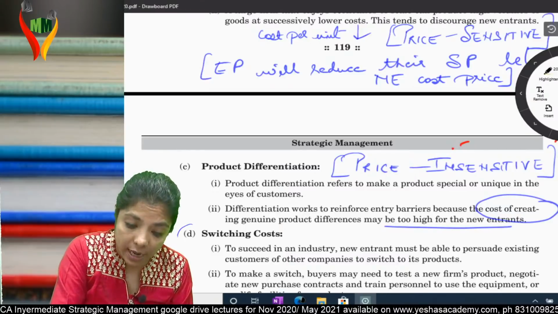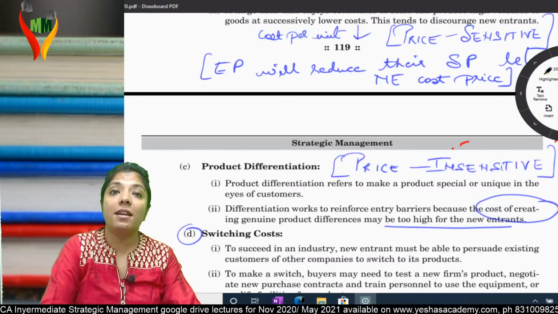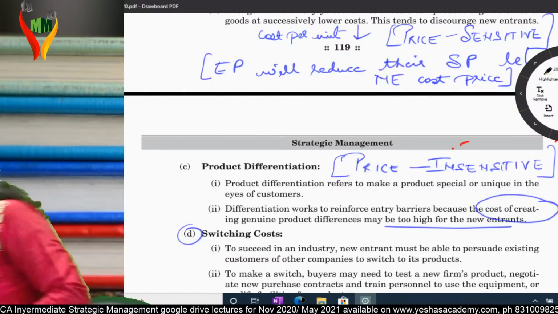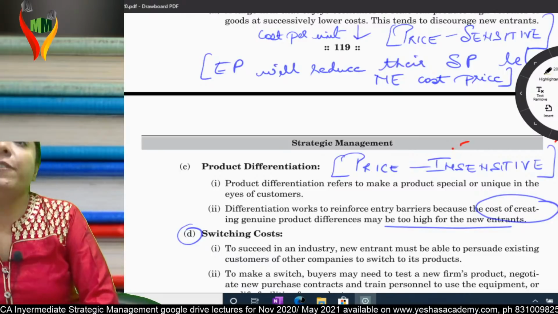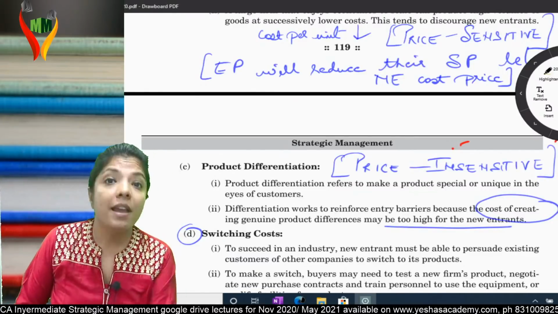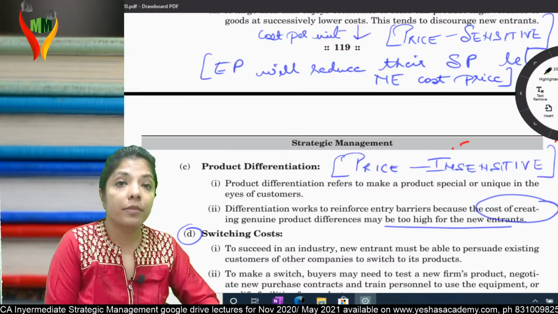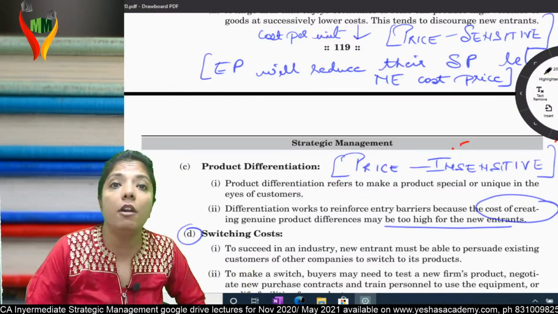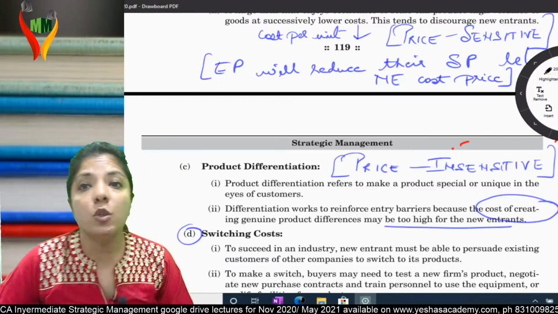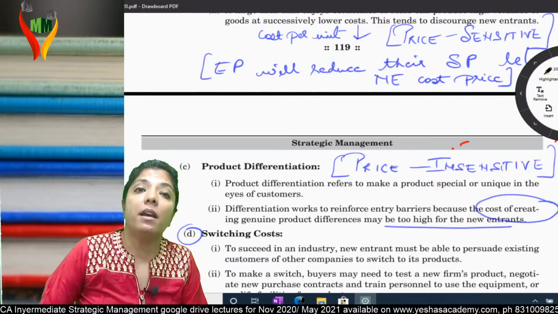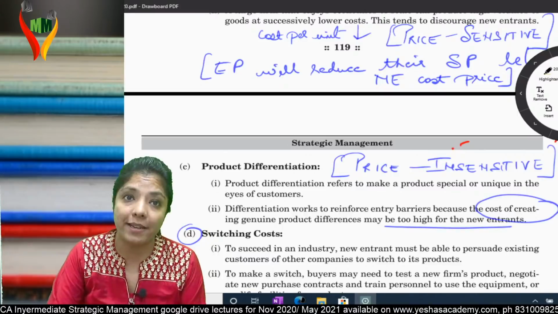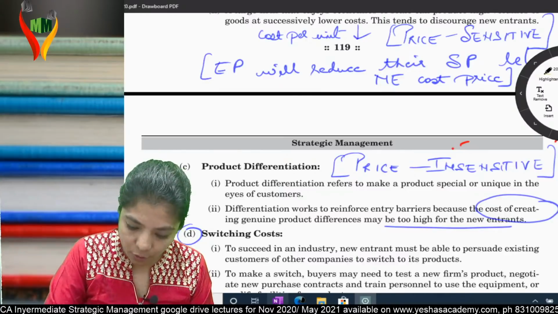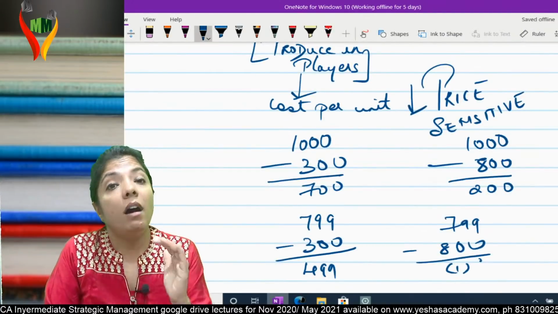Can I go ahead? D point, mark it important and write a line over here. If switching cost is high, it can be a hurdle for new entrants. Now, I understand it was a very important point, but you have to understand this. If switching cost is high, it can be a hurdle for new entrants.